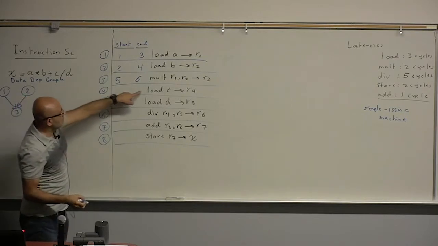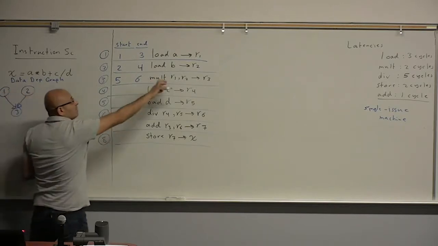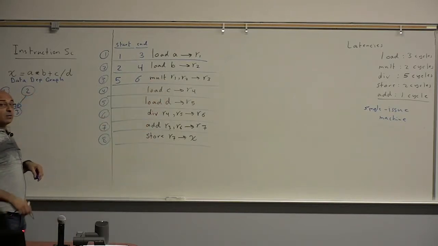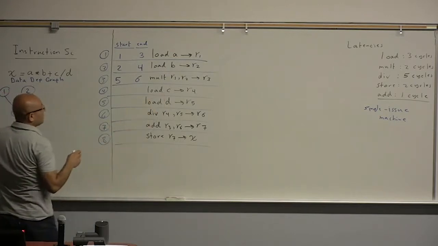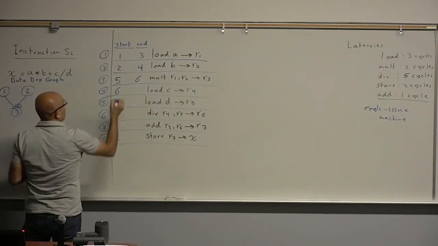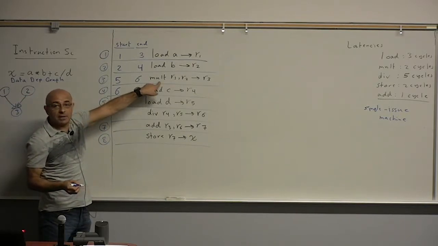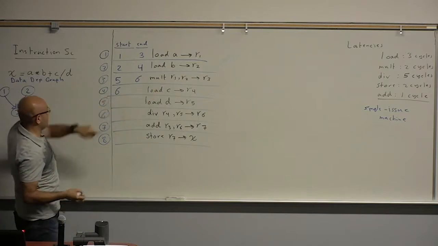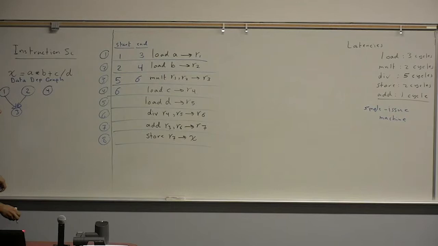Now the load, is it dependent or independent? Does it depend on the result of the multiply? No, it's not using the result of the multiply, so it's independent. So we can just start it in cycle 6. We don't have to wait for the result of the multiply. Okay, so this is going to start in cycle 6. So instruction number 4 is independent.